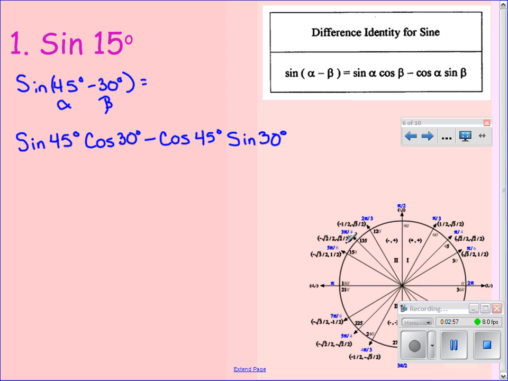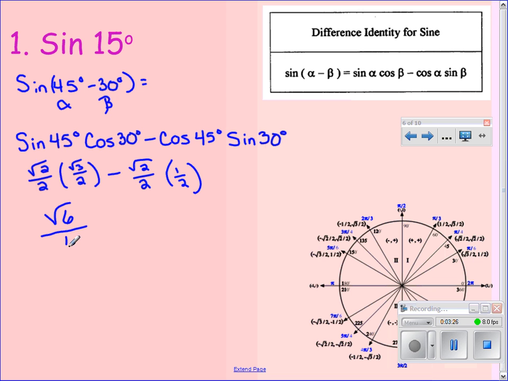You are going to find the values for this on the unit circle. Sine of 45 degrees is square root of 2 over 2. Cosine of 30 is square root of 3 over 2. Minus cosine of 45, which is square root of 2 over 2, times sine of 30, which is 1/2. With fractions, we multiply across, so square root of 2 times square root of 3 is square root of 6 over 4, minus square root of 2 over 4.